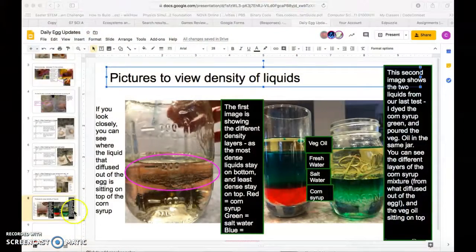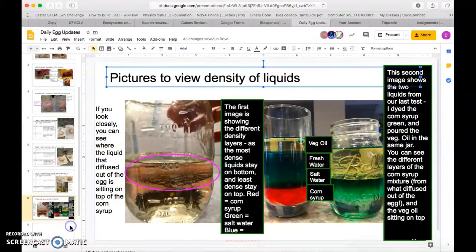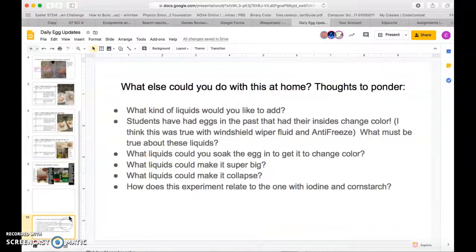So how do you think diffusion and osmosis connect to one another? I want you to think those things through. I did put some questions and extra thoughts on the last slide of our presentation. So in case you missed that, think about it yourself.